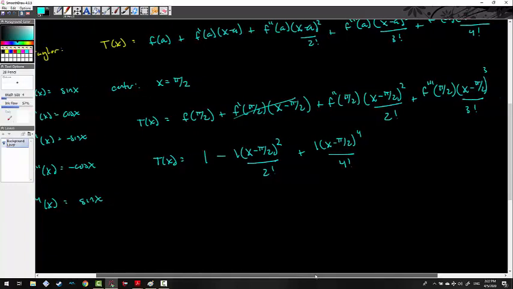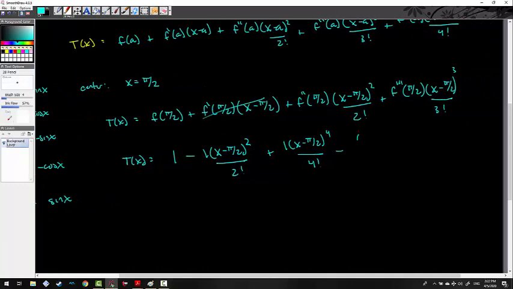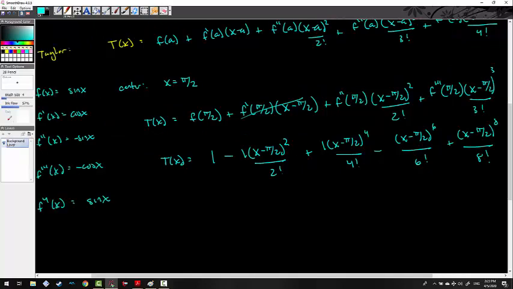And I think we're going to kind of see a pattern emerge here. We end up getting x minus pi over 2 to the 6th over 6 factorial plus x minus pi over 2 to the 8th over 8 factorial. So let's talk about what this thing's actually doing.